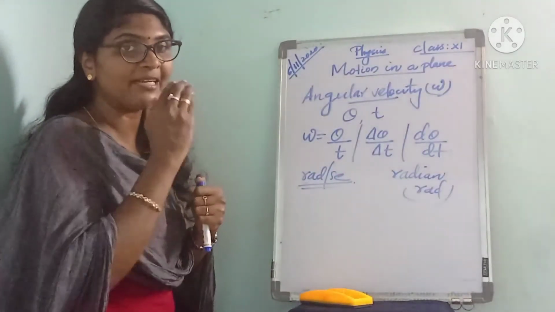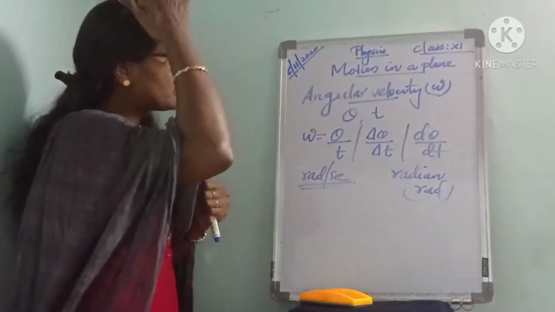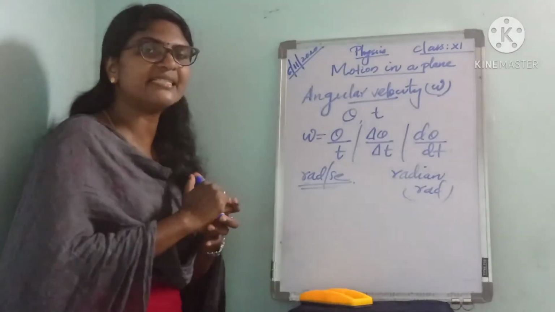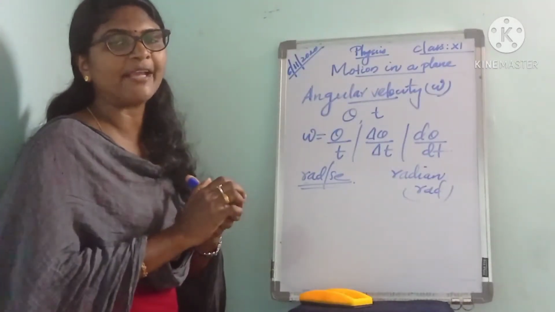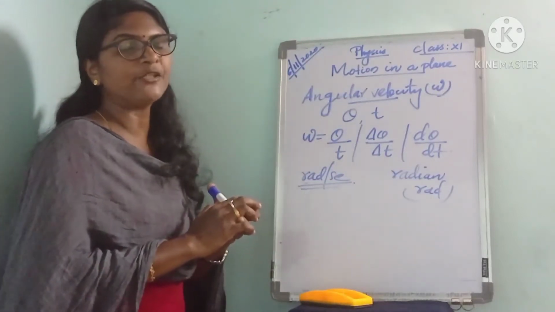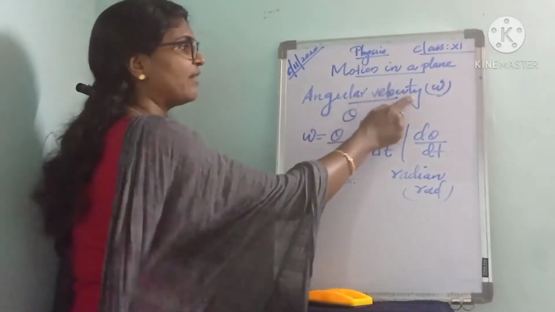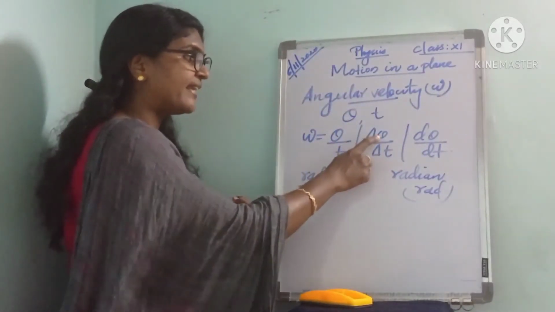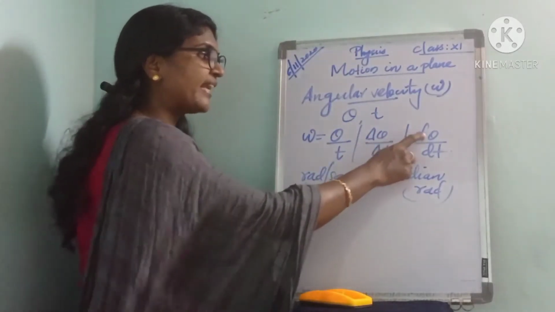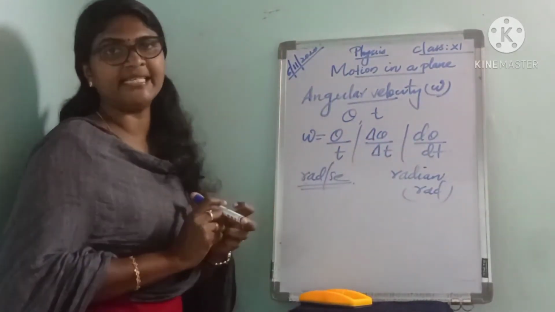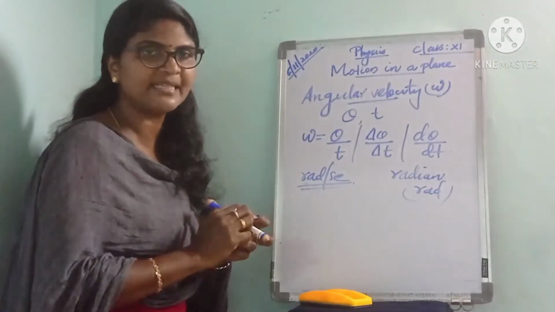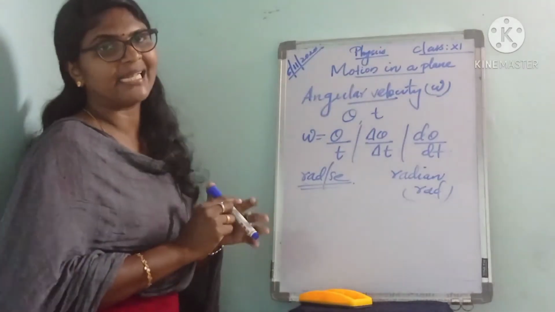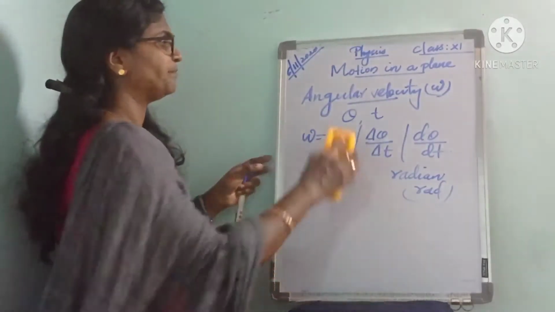What is the unit of angular displacement? It is radian. And the unit of angular velocity is radian per second. What is angular velocity? It is the rate of change of angular displacement, called angular velocity omega. And what is its relation? Omega equals theta by t, or delta theta by delta t, or d theta by dt. Then the unit of angular displacement is radian, and the unit of angular velocity is radian per second.